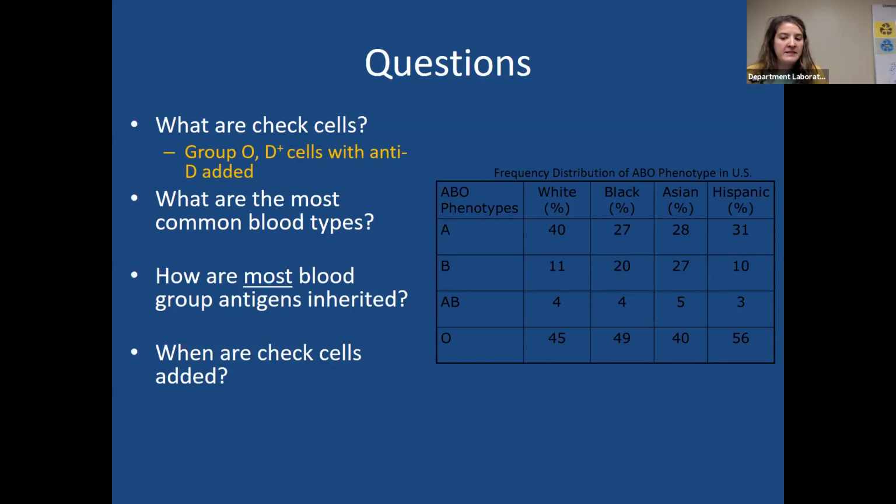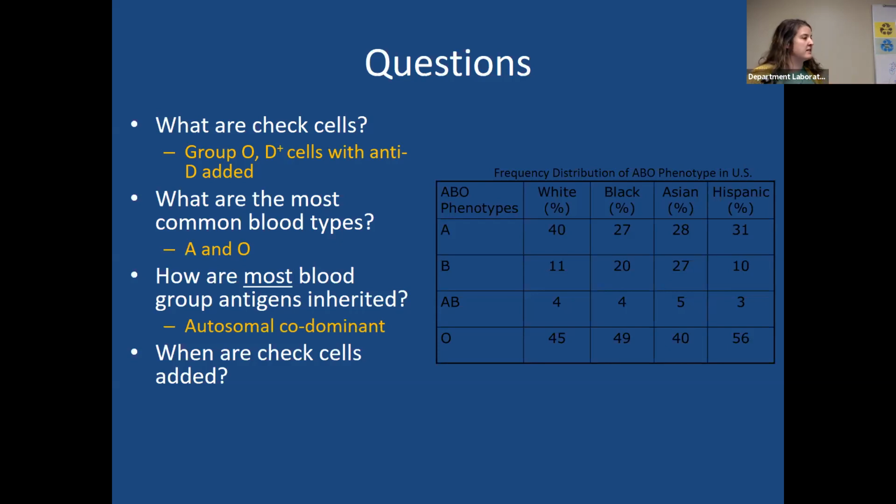What are your most common blood types? A and O, right? The majority of the population is going to be O and A. How are most blood group antigens inherited? Genetically, but is it autosomal dominant, autosomal recessive, or autosomal codominant? Codominant.